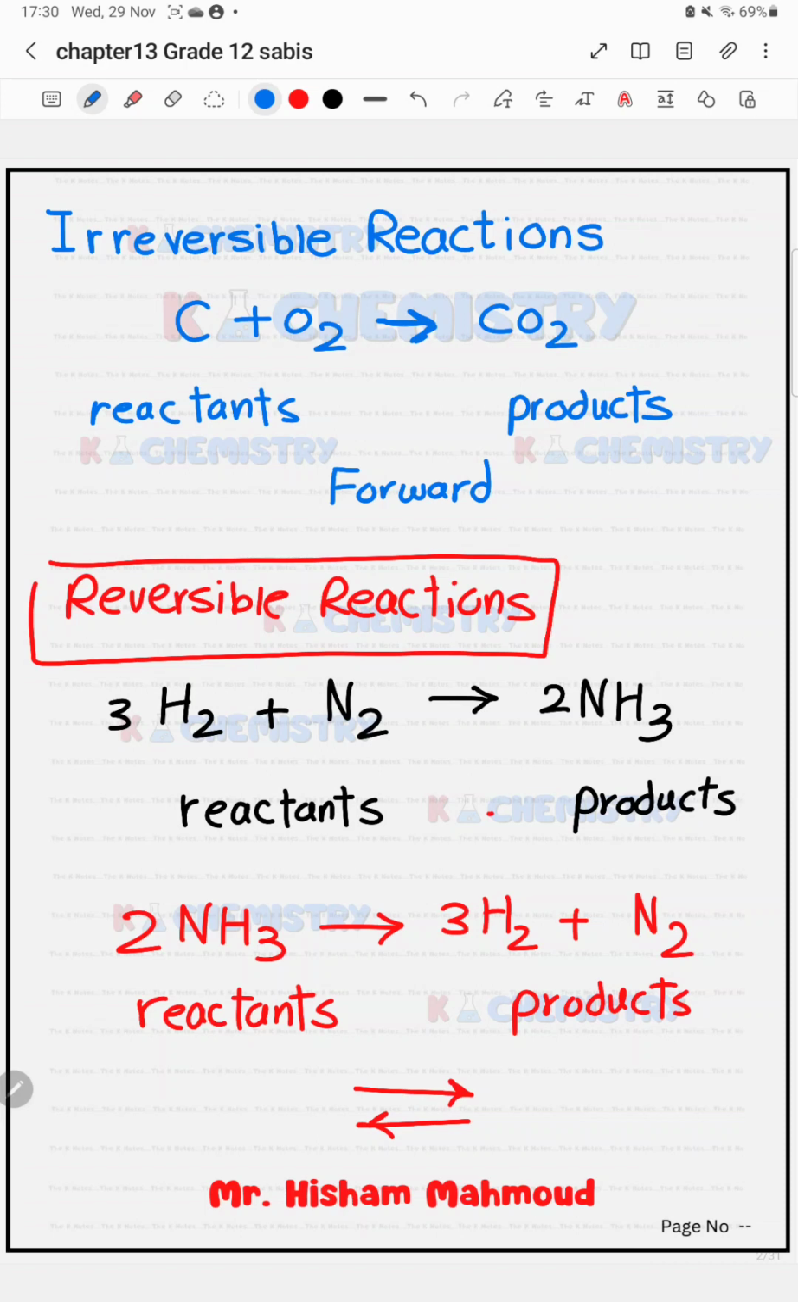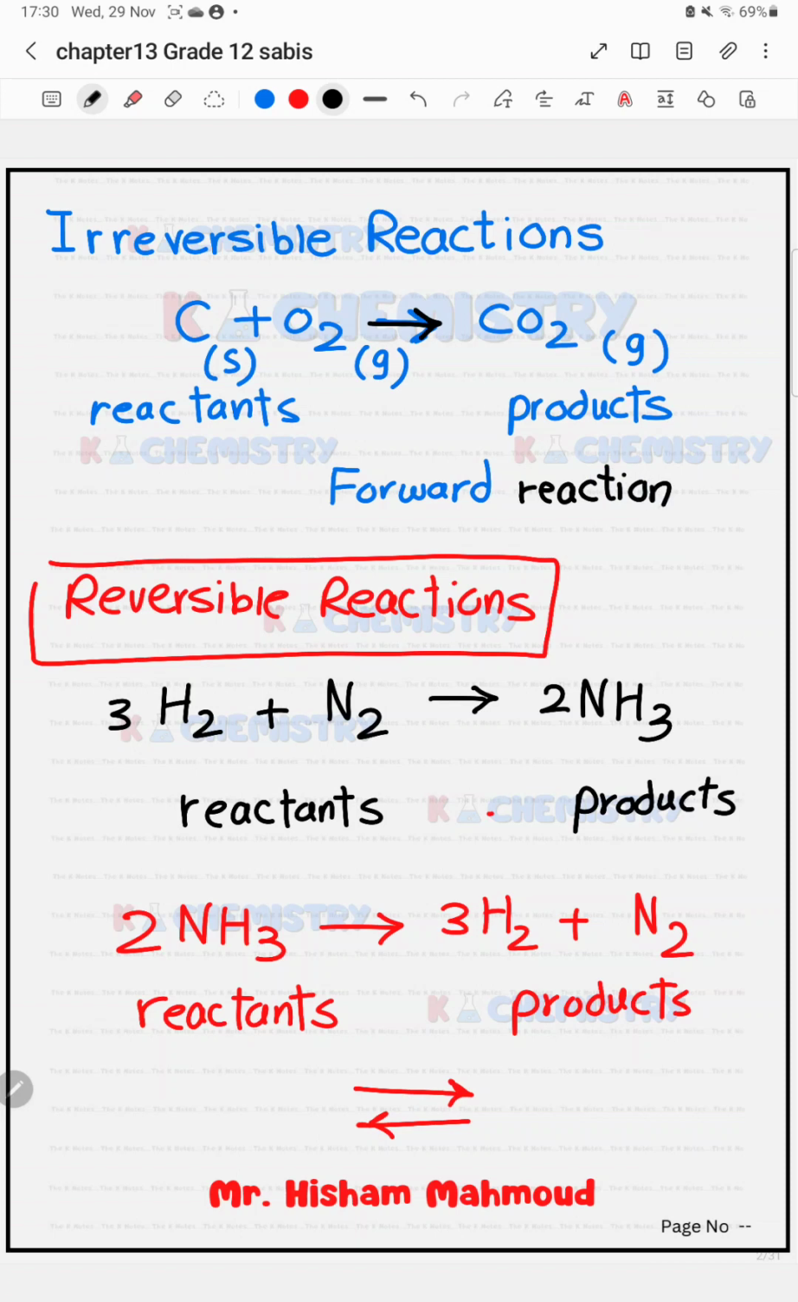Let me ask you a question. Is there any chance the carbon dioxide gas goes back and forms the oxygen gas and the solid carbon? No, there is no chance. So this means that the reaction goes only in one direction, from left to right. We call this direction the forward reaction.